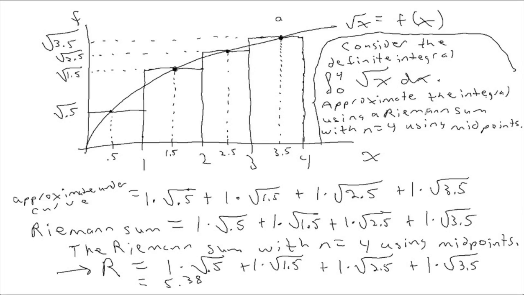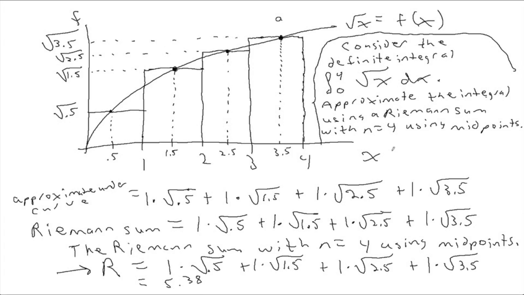And a Riemann sum with n equals 4 using midpoints is just exactly what we did here. So they're just rewording the questions. They're not really changing the questions, and we'd answer it the same way. So what was the answer? The answer to this question would still be 5.38. I think 5.38 was the answer we got before for that.